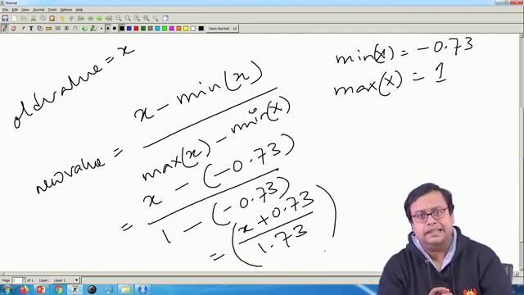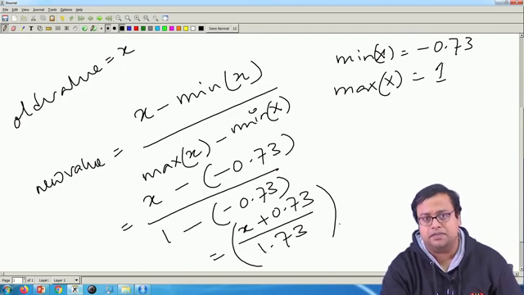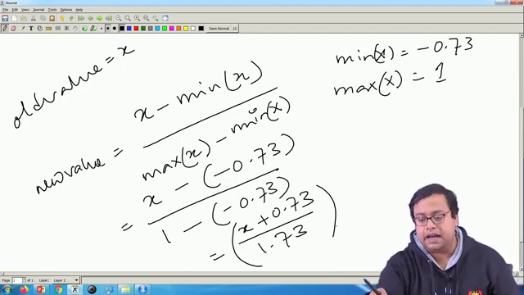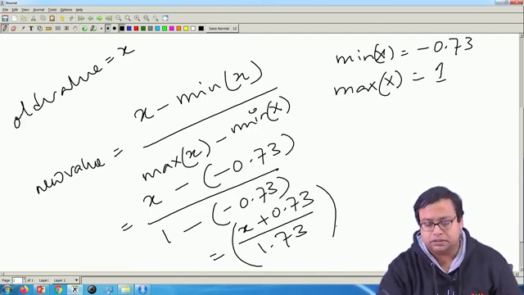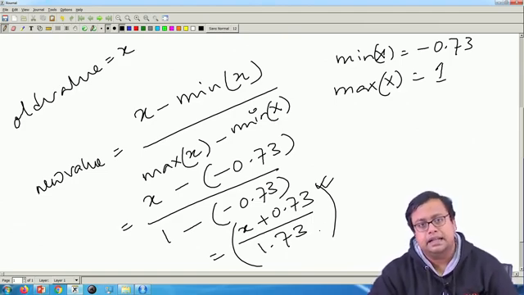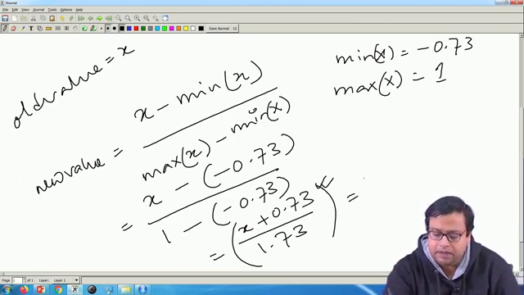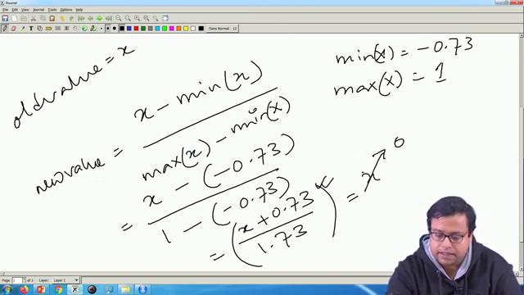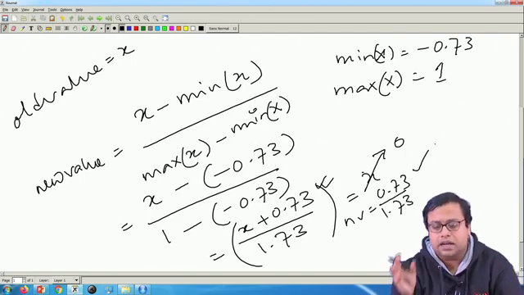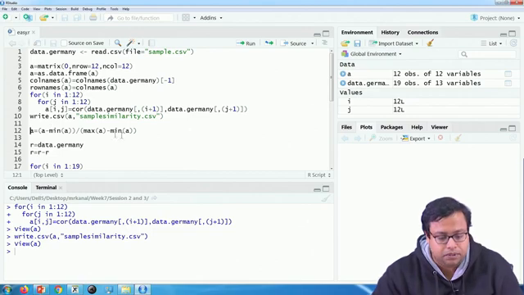Now, let us say one particular value is 1. When it is 1, the new value will be 1 plus 0.73 by 1 plus 0.73, it will be 1. If the value is minus 0.73, then the numerator becomes 0, this value becomes 0 and the denominator stays. So, that means that the minimum value is 0. If x is 0, something in between, then the new value will be 0.73 by 1.73 or something like that, whatever value comes here. So, it is now covered between 0 and 1. That is what I am trying to do here. I am putting them into 0 and 1.